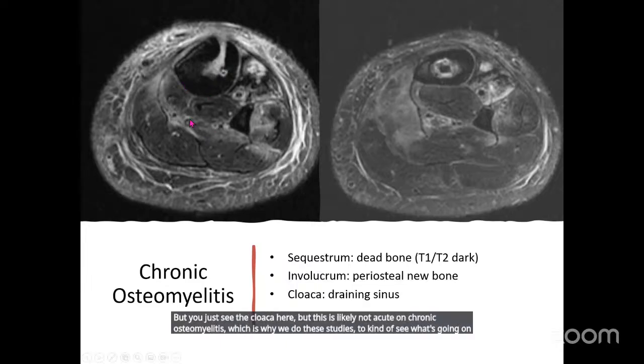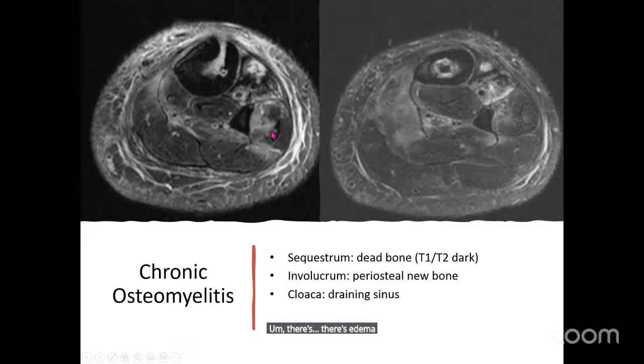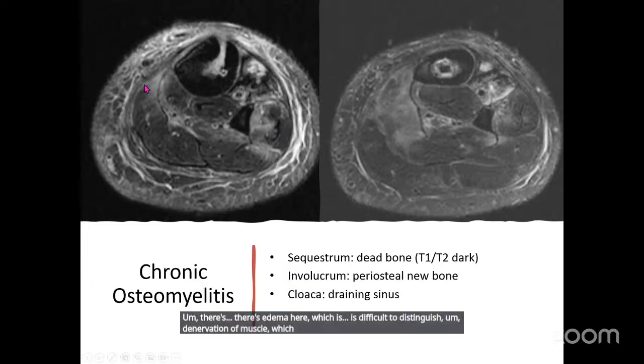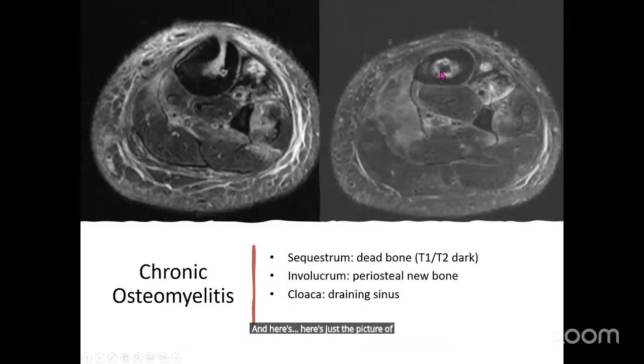And I do have some other things in case of this patient. There's edema here, which is difficult to distinguish between denervation of muscle, which is becoming atrophic, versus myositis. So we have to kind of give that caveat. And then there's some kind of edema here, probably some cellulitis going on. But basically, there's not acute osteomyelitis in this case, likely. And here's just the picture of the tibia with the sequestrum inside.